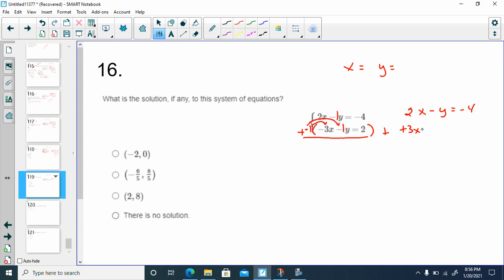-1 times -1 is a +1y. -1 times 2 is -2. 2x plus 3x is 5x. -y plus +y, y is gone. Eliminate the y. -4 plus -2 is -6. Divide both sides by 5. And x would be equal to -6/5. Okay? This is the only one that's got a -6/5 for the x.